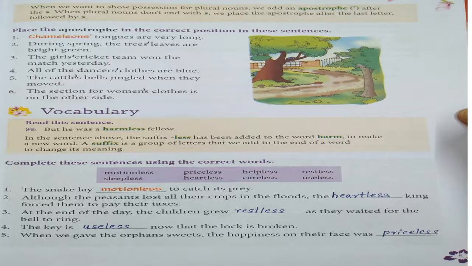When we gave the orphans sweets, the happiness on their face was priceless. To the word price, the suffix LESS is added. So it became priceless. That means we cannot say the value of the happiness on their face. They were so happy. Did you all understand suffix and also possessive nouns, children?